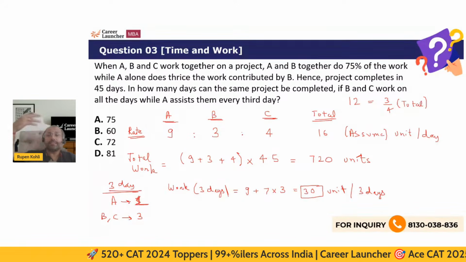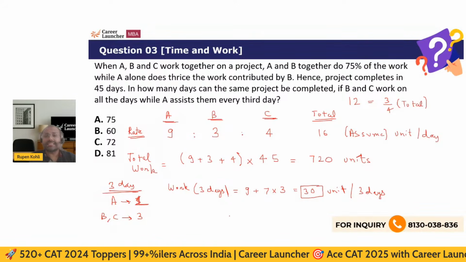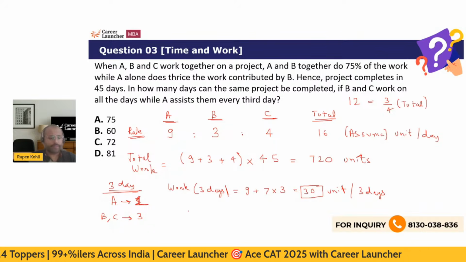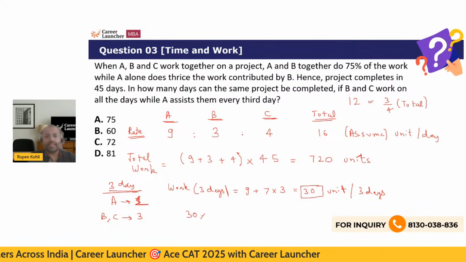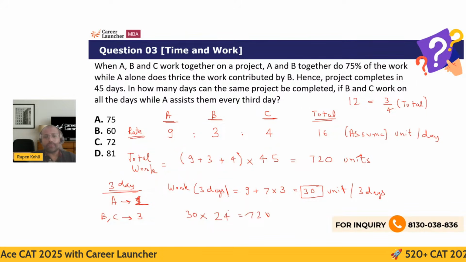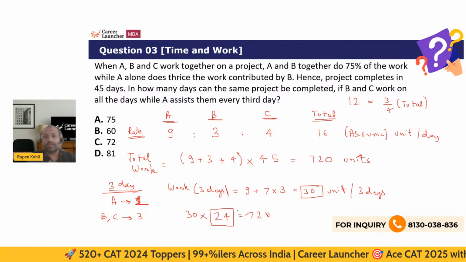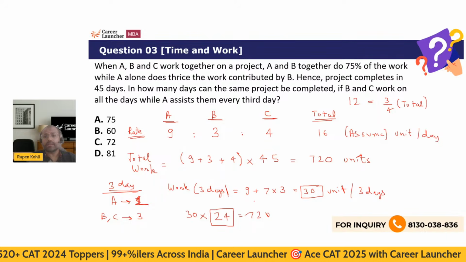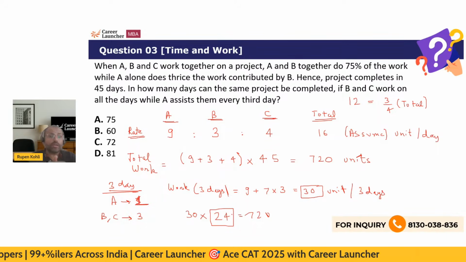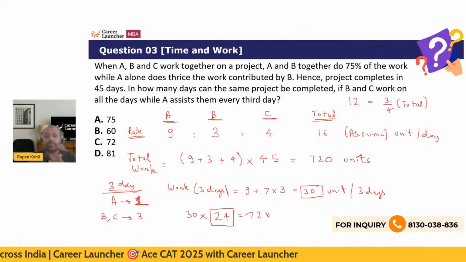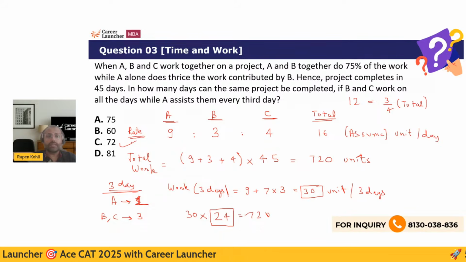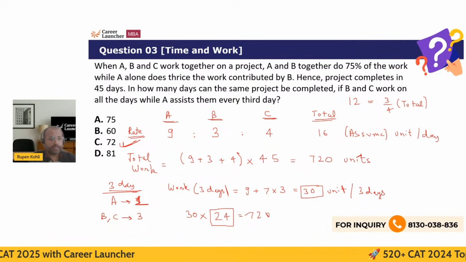So how many such repetitions of 3 days will need to occur so that 720 work is done? 30 into 24 is 720. So this cycle of 3 days needs to repeat itself 24 times, right? 30 units work done in 3 days. So 30 into 24 is 720, the total work. Hence 3 days need to repeat themselves 24 times. So 24 into 3, 72 days that the work can be finished.